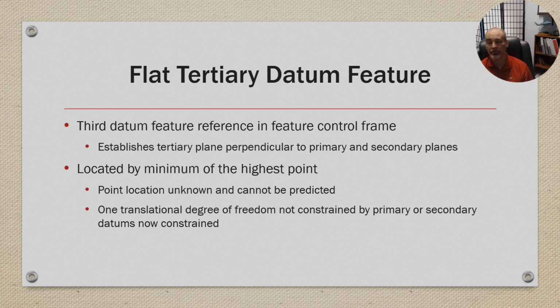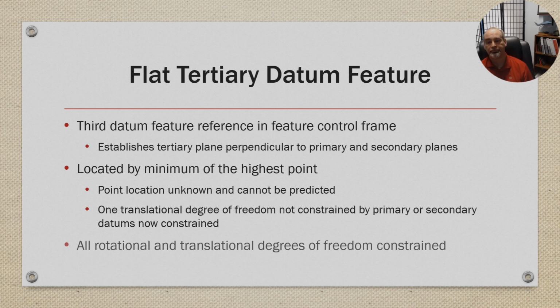So using the vise example, you've got your part in your vise and you haven't clamped it yet, and you can slide it all the way back and forth in any position until you put a work stop in that's going to touch 1 point to keep it from sliding back and forth. That'd be your tertiary datum. And all rotational and translational degrees of freedom are constrained at this point.